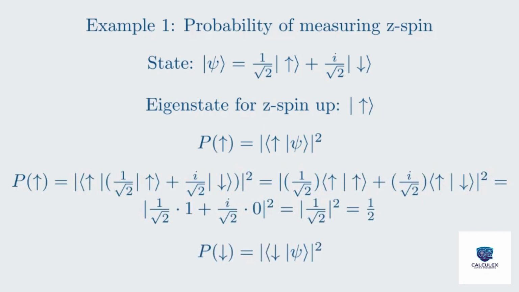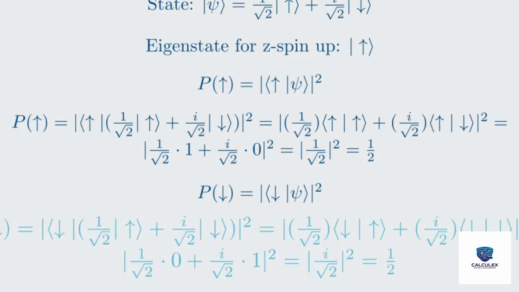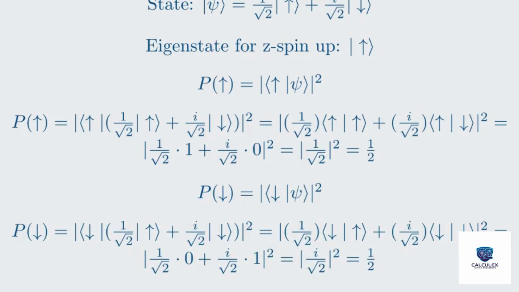Now let's find the probability of measuring z spin down. This is the squared magnitude of the inner product of down with psi. Performing the same calculation, the inner product of down with up is 0 and with down is 1. We get the squared magnitude of i over root 2, which is also 1/2. So our vector psi represents a 50-50 chance of measuring z spin up or down. Geometrically, this means our state vector psi is halfway between the z spin up and z spin down basis vectors. That's it.